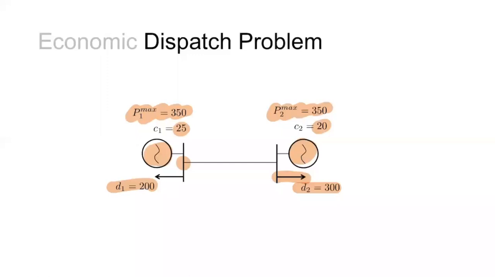This problem is trivial, so you can give me the solution without creating any optimization problem or model. The goal here is just to supply the demand at minimum cost. So you start by using generator number 2, which has a cost of 20, and when you reach 350, you start to use generator number 1 until you reach 500, which is the total demand. In the economic dispatch, transmission lines are not considered. There are other types of problems, like optimal power flow, that consider a network and its limitations.